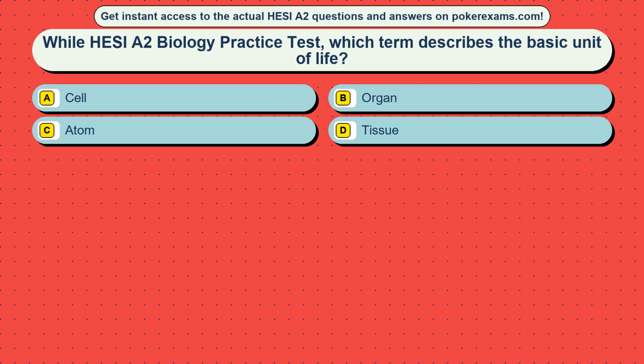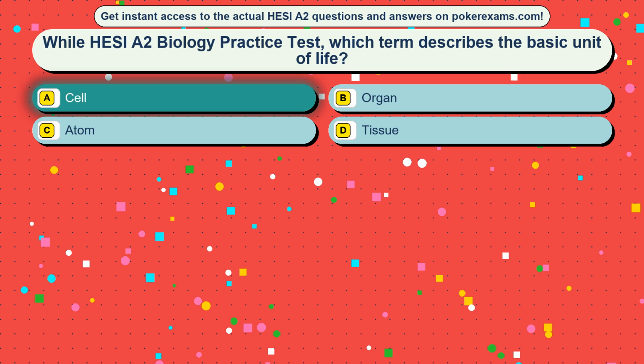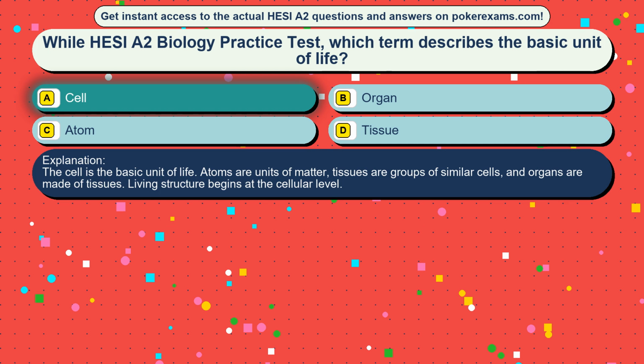Question 47. On the HESI A2 Biology practice test, which term describes the basic unit of life? Option A, cell. Option B, organ. Option C, atom. Option D, tissue. The correct answer is option A, cell. The cell is the basic unit of life. Atoms are units of matter, tissues are groups of similar cells, and organs are made of tissues. Living structure begins at the cellular level.